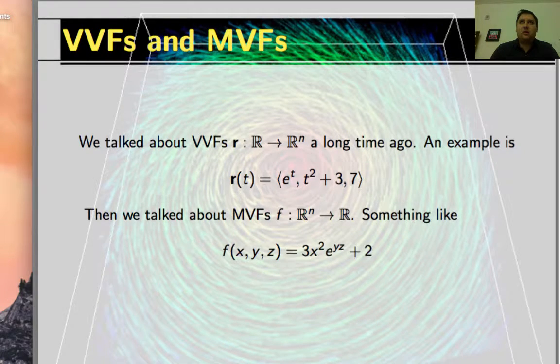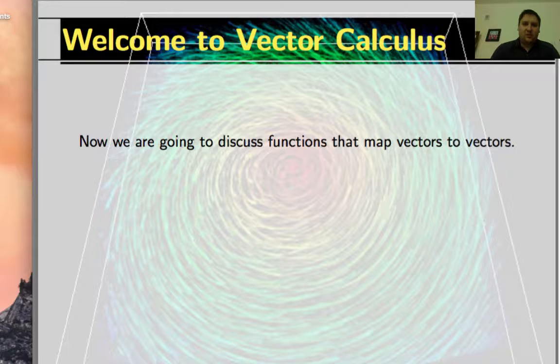Then we started talking about multivariable functions, MVFs, and these were just the opposite, right? These took a bunch of variables, or a vector, if you would, an n-dimensional vector, and it gave you a single scalar out. It gave you a single function out. So an example would be like my input would be x, y, and z. It would be a three-dimensional vector essentially, and my output is just this scalar function, 3x squared e to the yz plus 2.